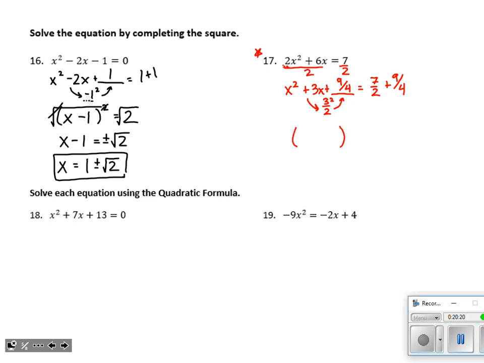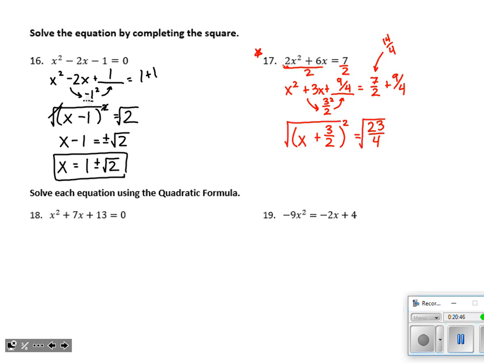And I'm ready to get to the point where I have something squared. It's going to be an x and then a positive 3 halves inside that quantity. And on the right, I've got 7 halves plus 9/4. Man, I don't want to do decimals here. That would be a waste of time. 7 over 2 is the same thing as 14 over 4 if I establish a common denominator. This is 23 over 4 when I add those up.